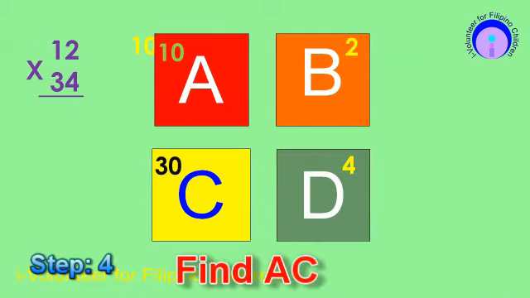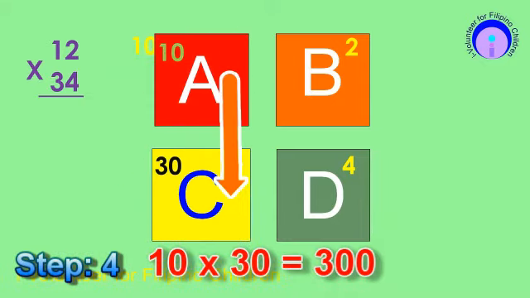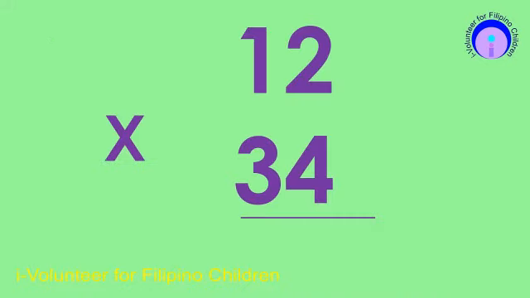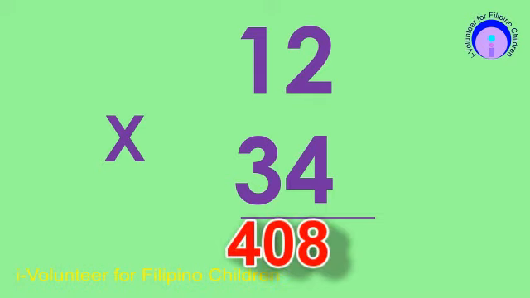Step 4, find AC. 10 times 30 is equal to 300. 300 plus 108 is equal to 408. Now we have the answer. 12 times 34 is equal to 408.